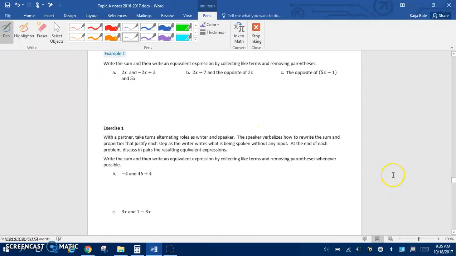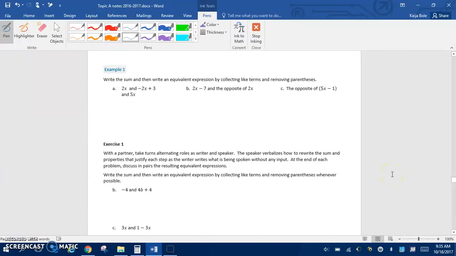Alright. Example 1 says to write the sum and then write an equivalent expression by collecting like terms and removing parentheses. Okay. So on part A, I want you to cross off the 5x. We're not going to use it. So it says 2x and negative 2x plus 3. So remember, that means to add. So we have 2x plus, in parentheses, negative 2x plus 3. So now if we rewrite it without the parentheses, we would just have 2x minus 2x plus 3. That addition symbol doesn't change anything. 2x minus 2x is 0x, so it's gone. These cancel, so we are just left with 3.